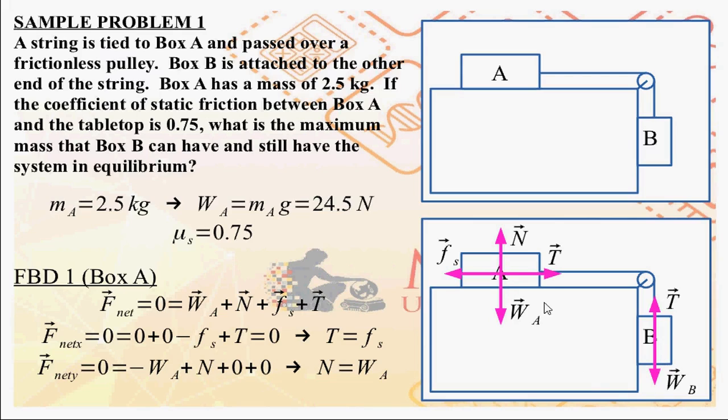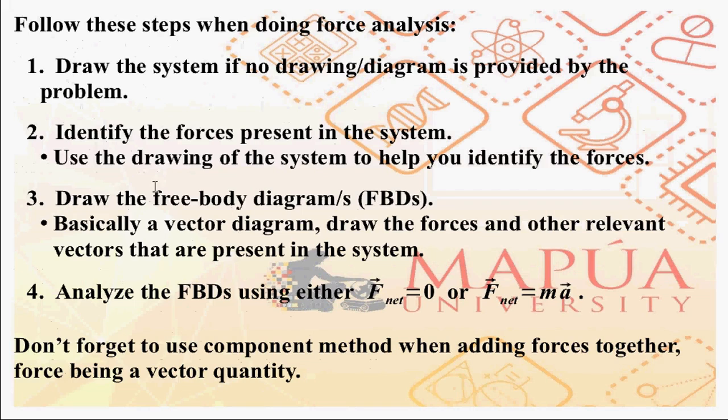You have two objects, object 1, object 2. You have two free body diagrams: free body diagram 1 on box A and free body diagram 2 on box B. So analyze the free body diagrams using either Fnet equals 0 or Fnet equals ma. The problem already tells us that the system is in equilibrium state, so we set Fnet equal to 0.